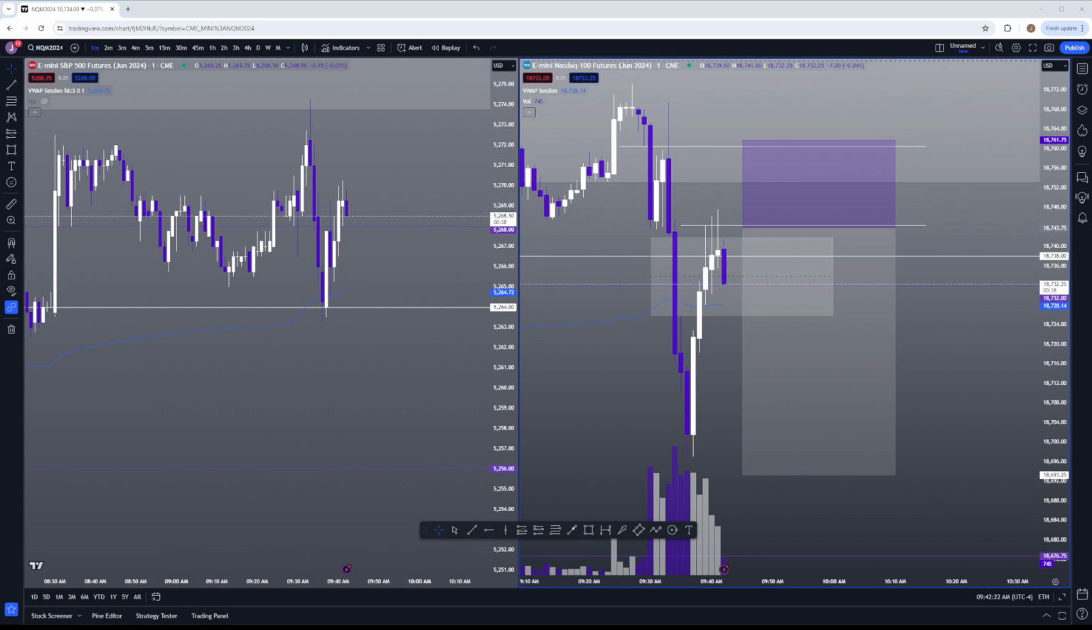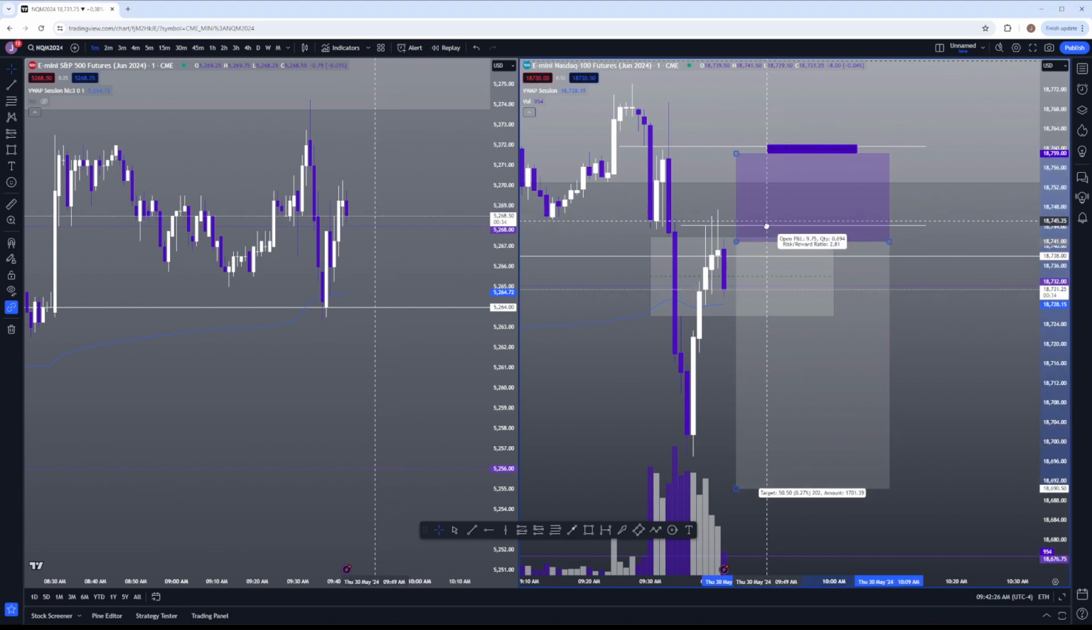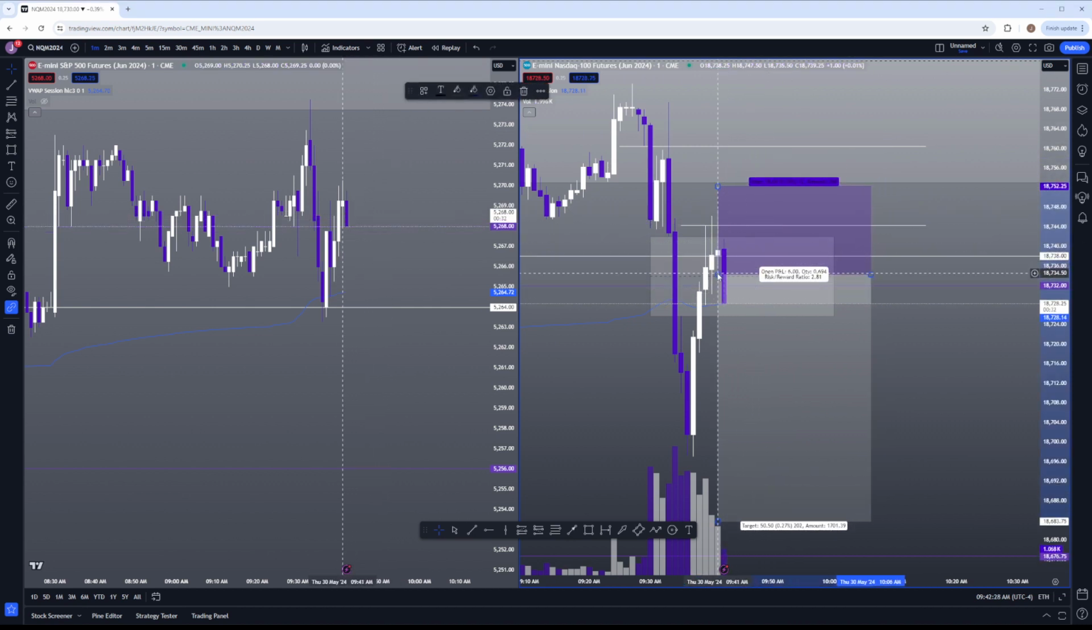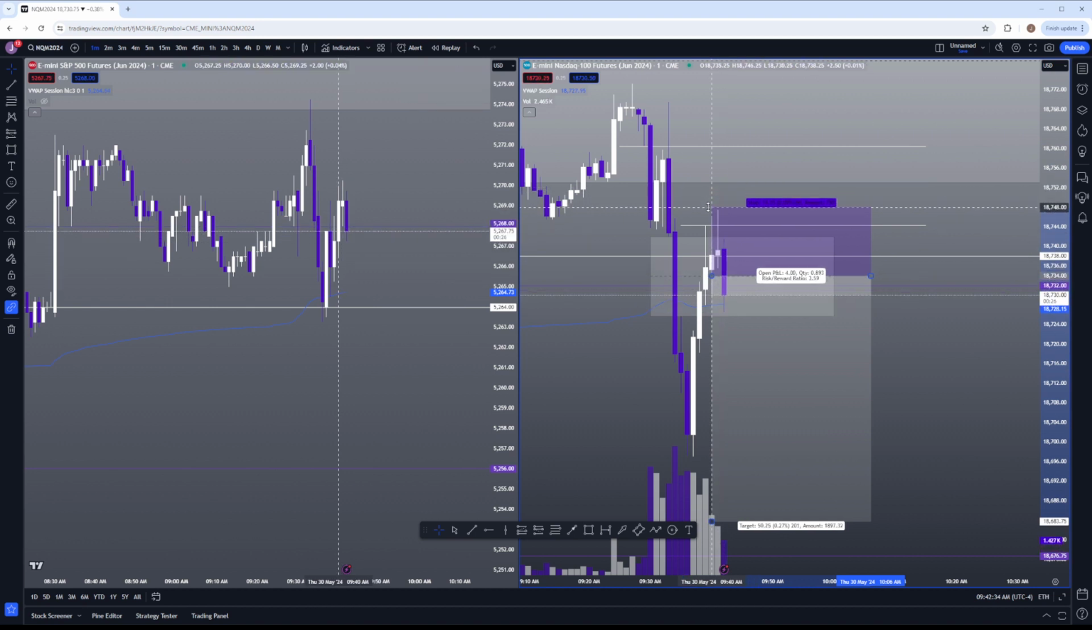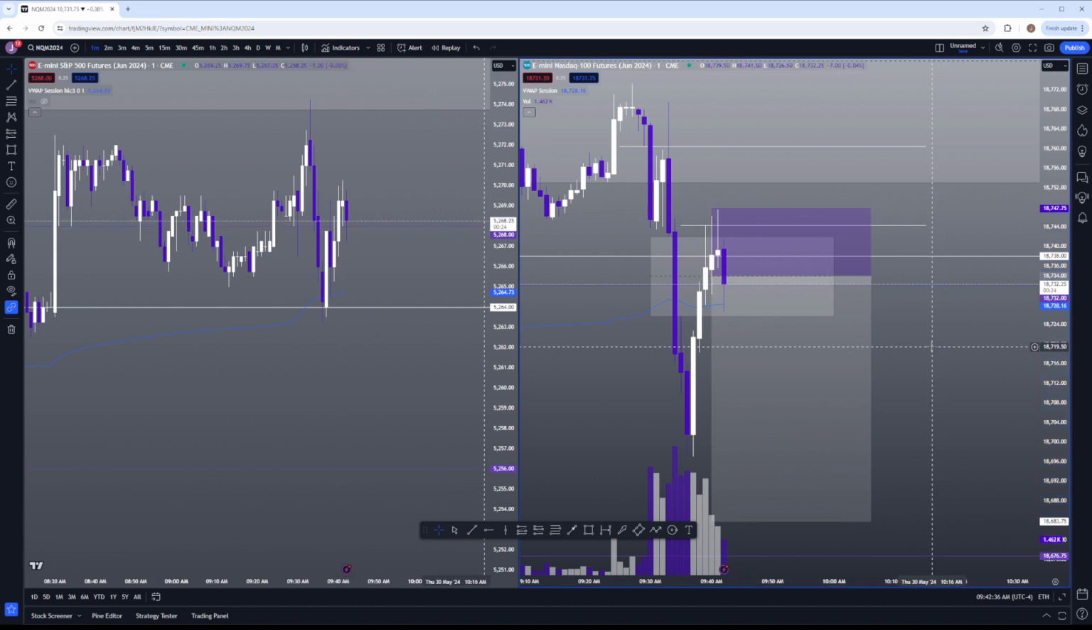All right, I'm going to test out the shorts one more time here with half a lot. 18,734 will be my entry. At 734, we have to push down through VWAP though. I'm going to keep my stop at the high again, 55 ticks, 18,747.75.